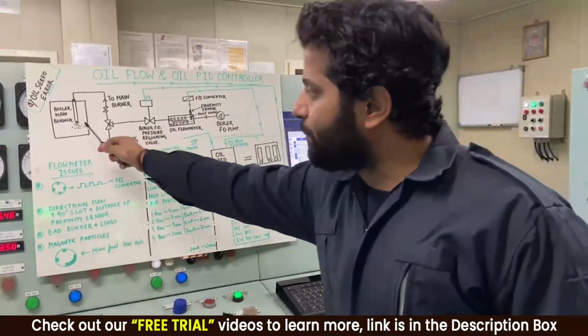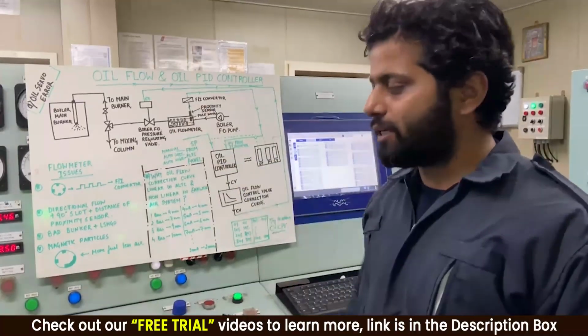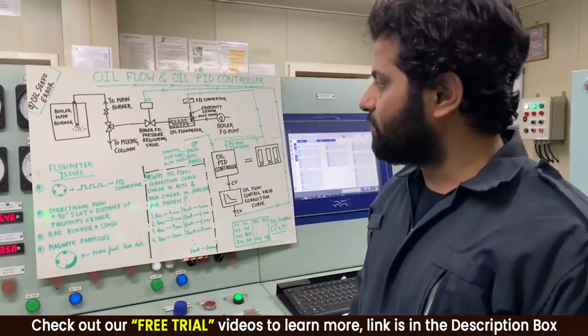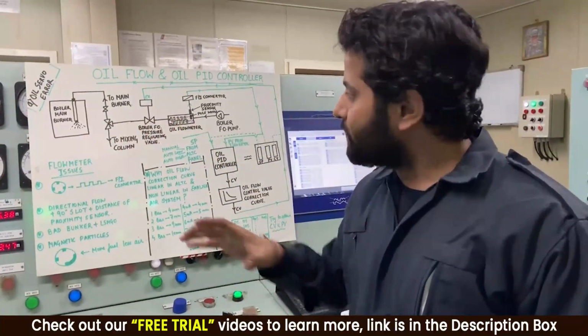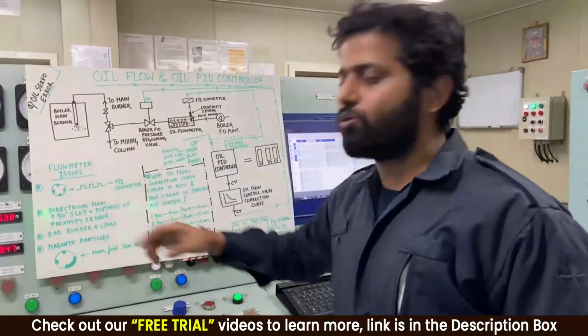Now when I talk about, say, boiler number 1, the oil goes through an oil flow meter, then it goes to a boiler fuel pressure regulating valve, then there is a 3-way valve fitted, pneumatically operated, and then it goes either to the boiler burner or it goes back to the mixing column.